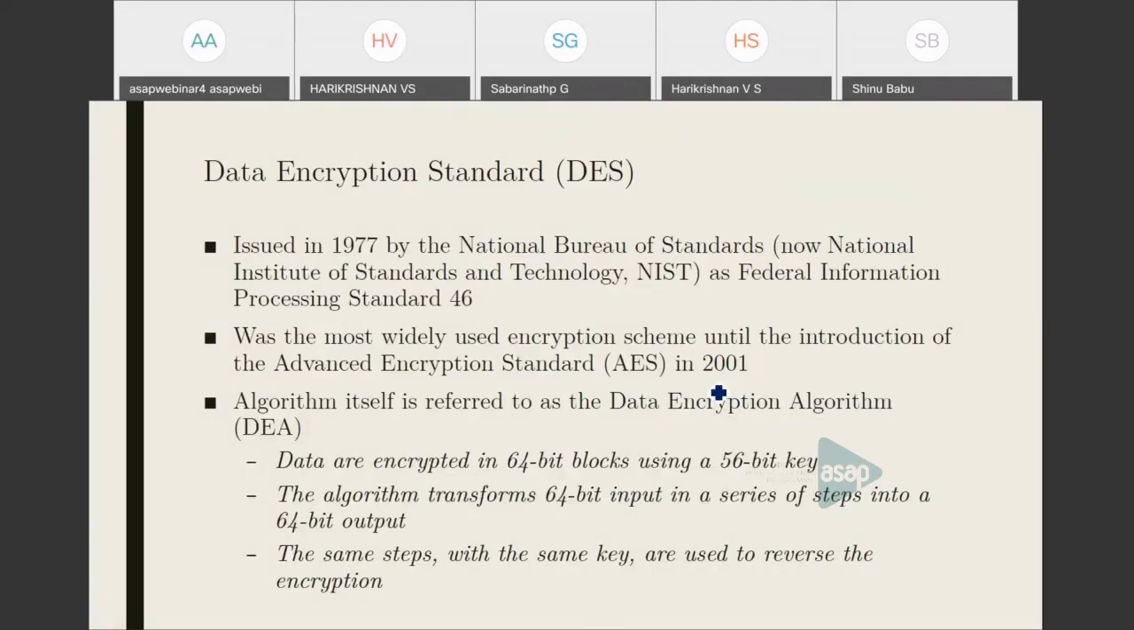So coming back to data encryption algorithm. Let us see how this algorithm works.